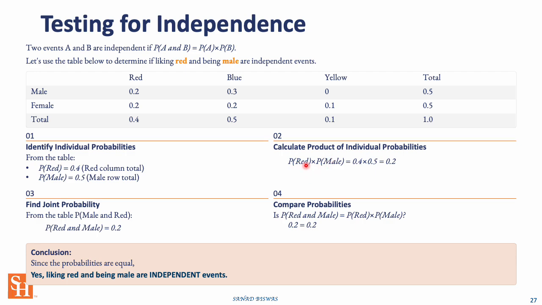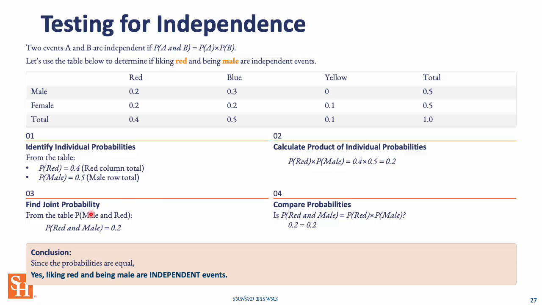So the probability of red times the probability of male, what would this be? The probability of red is 0.4. The probability of male is 0.5. So the multiplication of these two would be 0.2. So the probability of red times the probability of male is 0.2.